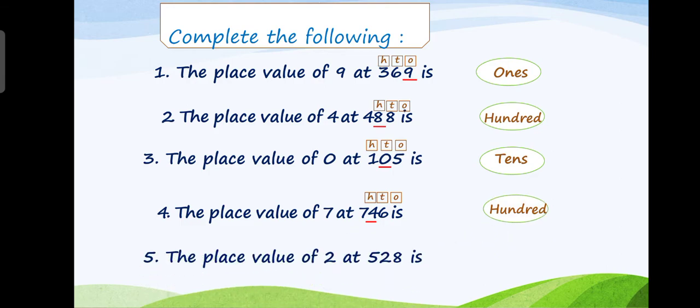Number 5, the place value of 2 at 528. 2 is in which place? Write the places: ones, tens, hundreds. 2 is in which place? In tens.